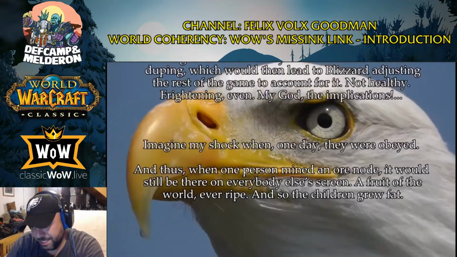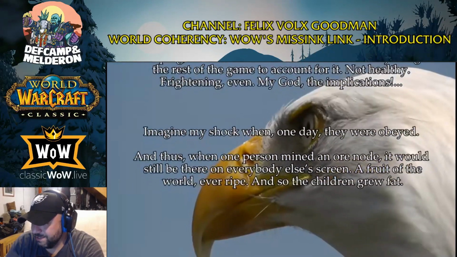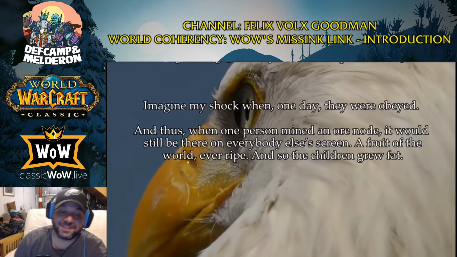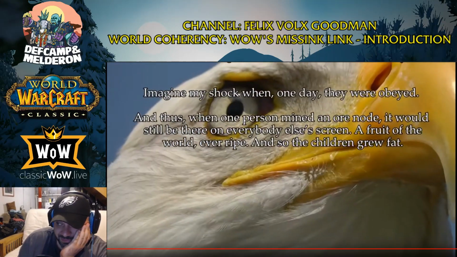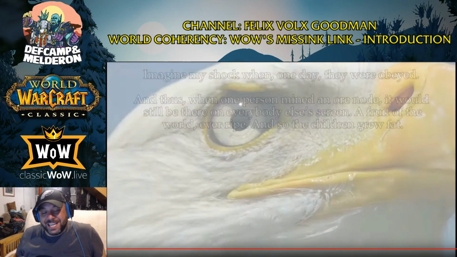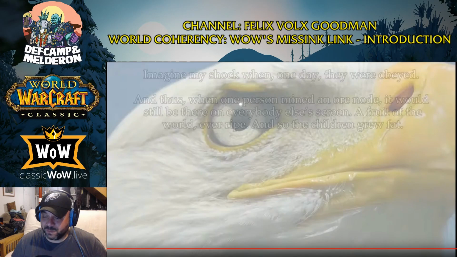Yeah. And thus, when one person mined an ore node, it would still be there on everybody else's screen. Oh, the fruit man of the world, ever ripe. And so the children grew fat. Wait, that's ridiculous, right? But that's what happened. And, like, to an extent, it's happening again with layering.